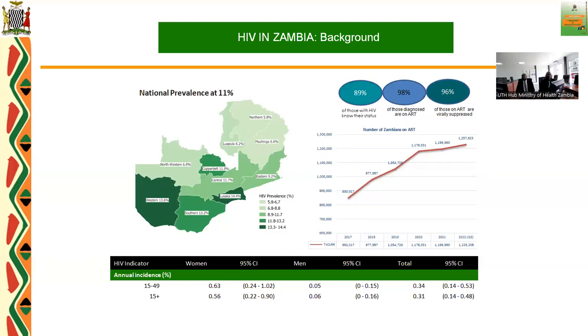So we know where we are in terms of our performance as a country, with prevalence at 11%, incidence at 0.3 in all populations, and for the 95 target, we are at 89, and that's our scale up of patients on ART. Next slide.